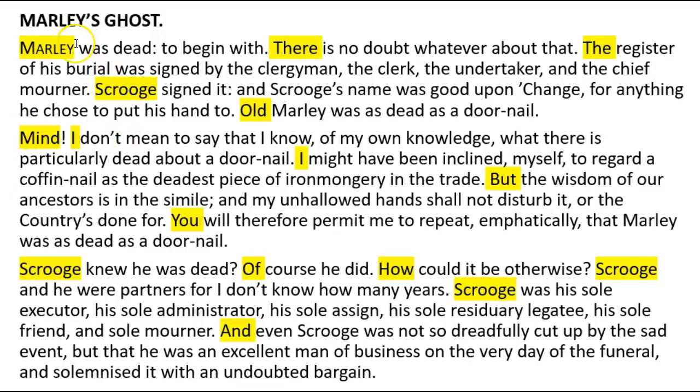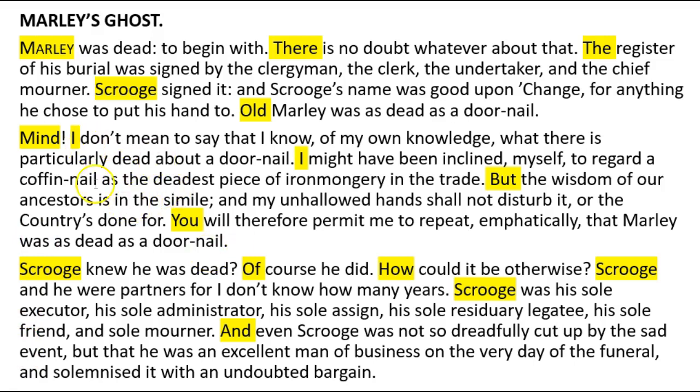So here is the very beginning of A Christmas Carol, and in yellow I've highlighted the words that begin each sentence. And what you can see here is Dickens deliberately varying the way he starts sentences, and when he changes that, it's for a deliberate purpose.